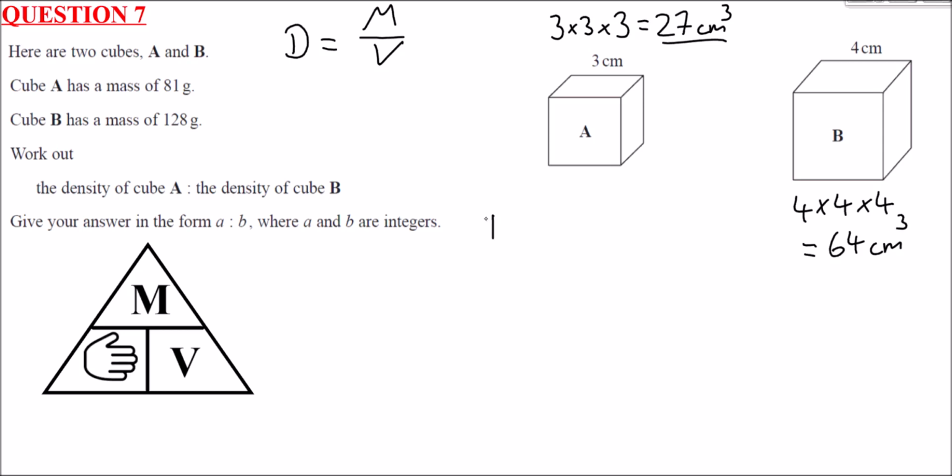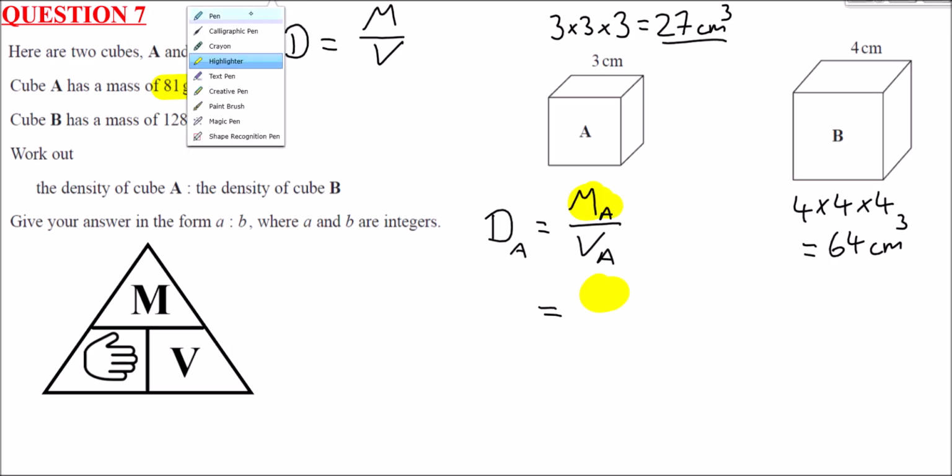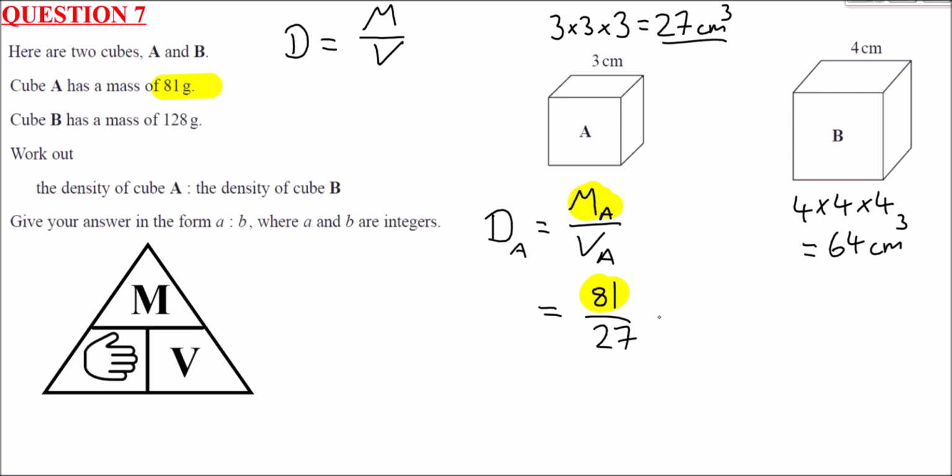So the density of cube A is going to be the mass of cube A divided by the volume of cube A. So the mass of cube A, we're told, is 81. So that's going to be 81 divided by its volume, and we worked out its volume is 27. 81 divided by 27 is 3.